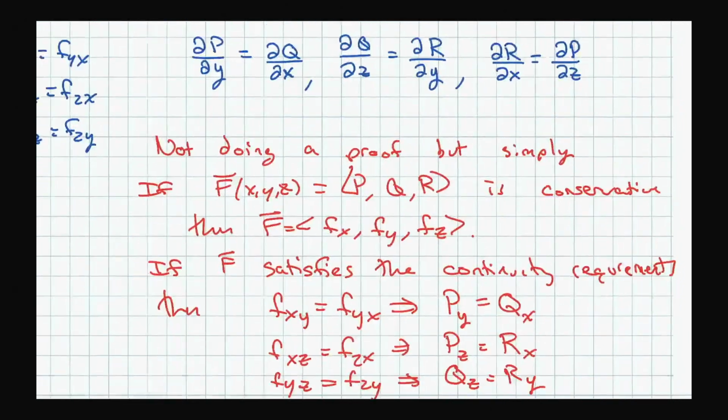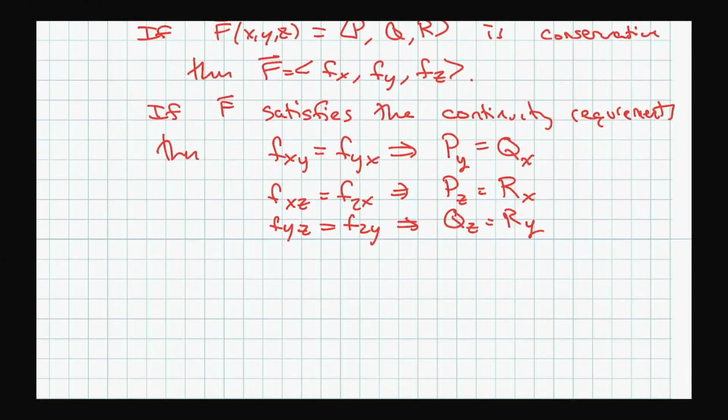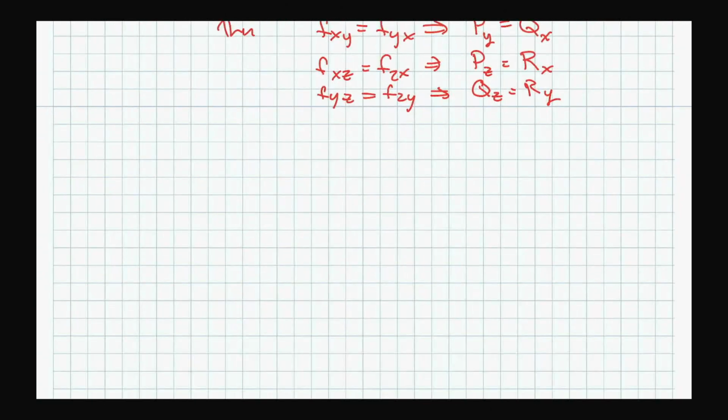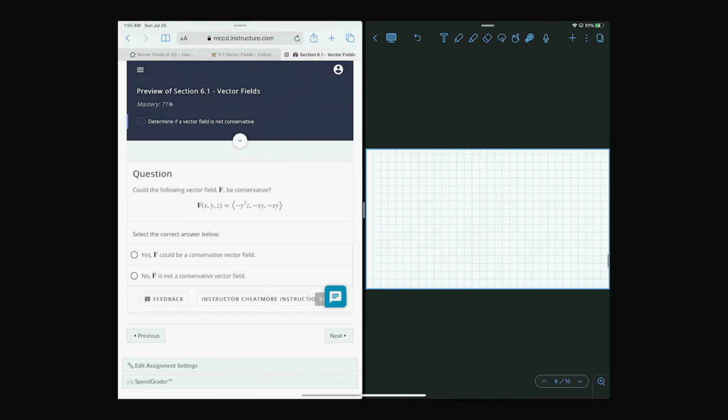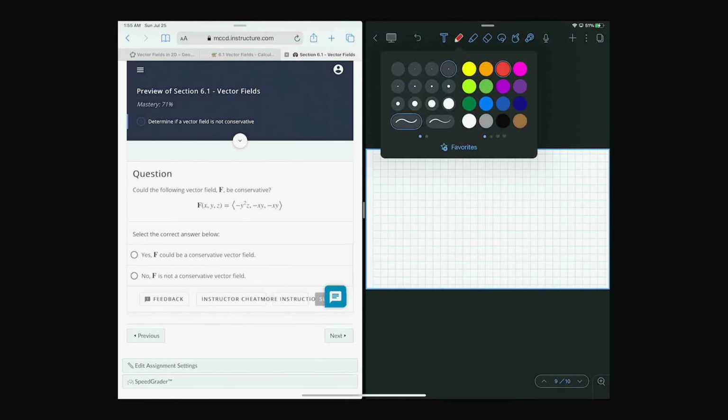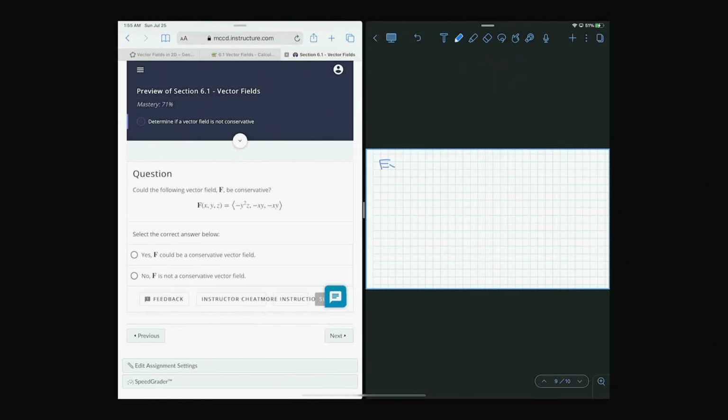So I said I wasn't doing the proof, but really I did the proof, except not super rigorously in my vocabulary there. But that's it. So that's what you would use to show that something is not conservative. If you were doing this, you would simply calculate these partials and see which ones worked out.